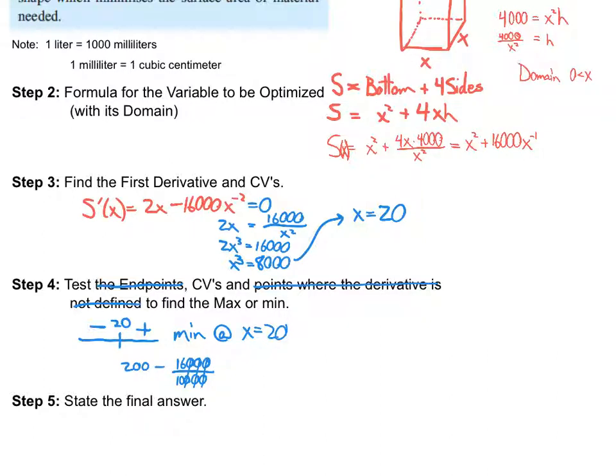So if you were testing the endpoints, critical values is the exact same thing, but with the endpoints, you could just put the endpoints on the sign diagram and then test them. It works the same. If we had endpoints, we could actually just make a little table of values. So here's the left side, here's a critical value, here's a critical value, and here's the right side. And you could just plug them into your function, and whatever the highest one is is your max, whatever the lowest one is is your min.